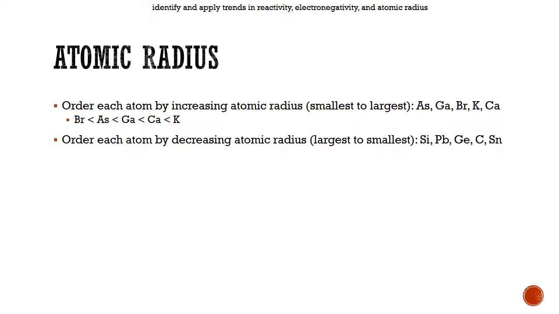Here's a similar question. Order each atom by decreasing atomic radius. So I want to go from largest to smallest. And take a look at the elements we're given here: silicon, lead, germanium, carbon, tin. All of these elements happen to be in the same group. So this again makes it somewhat easy for us.